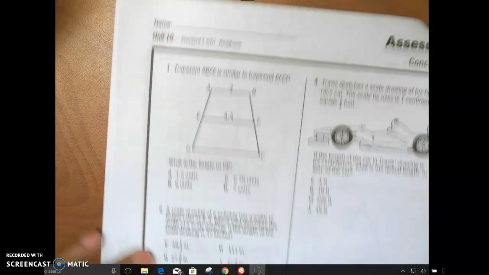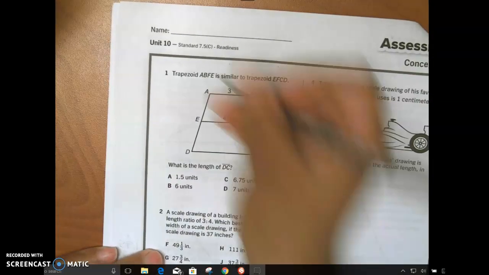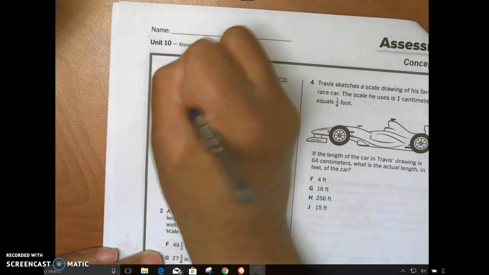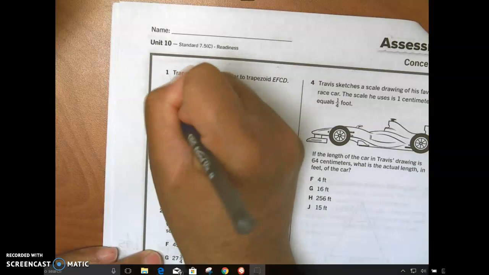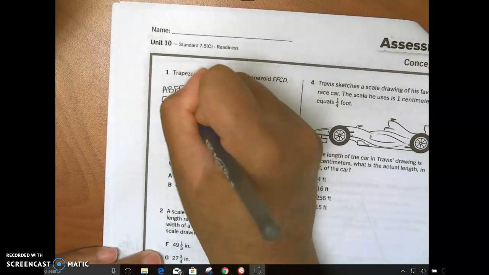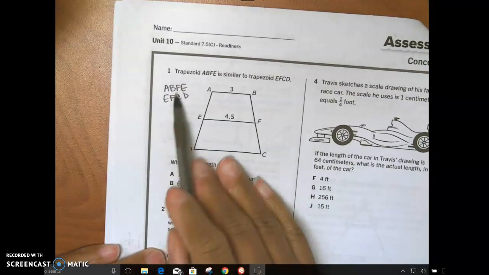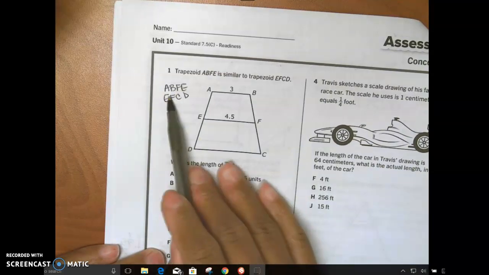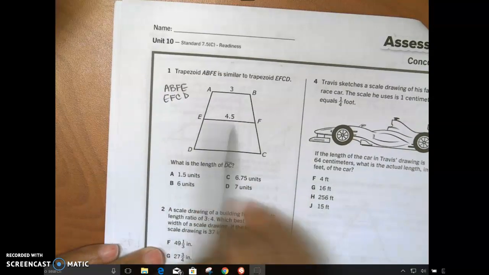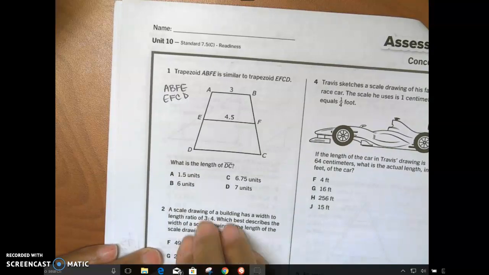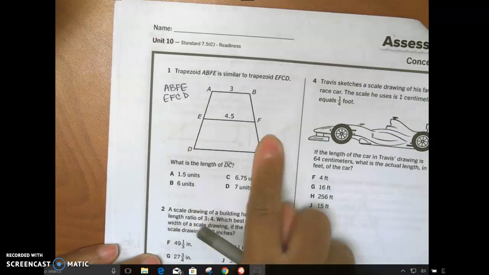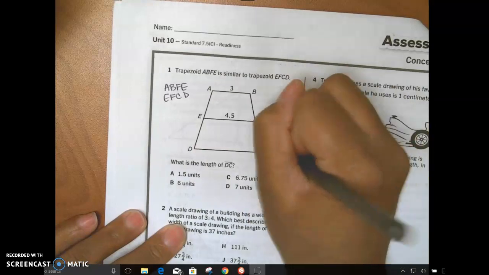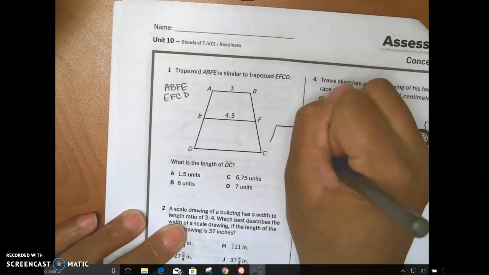Number 1. It says ABFE is similar to trapezoid EFCD. They have a side in common here. It is FE. This is confusing to me. So, in order to help you out, I'm going to break it down. I'm going to separate my two trapezoids, one small one and one big one. I'm going to leave the big one, and then over here on the side, I'm going to write a small one.